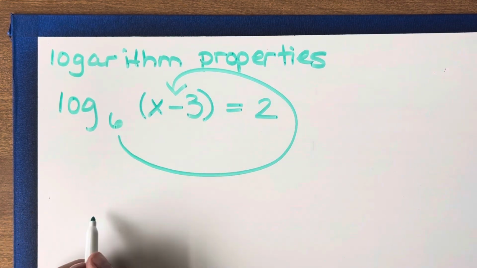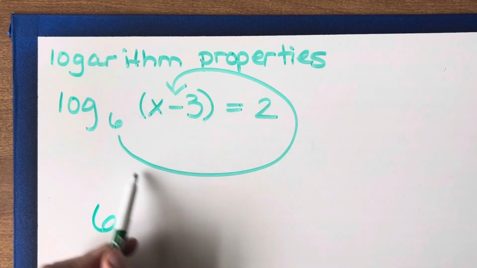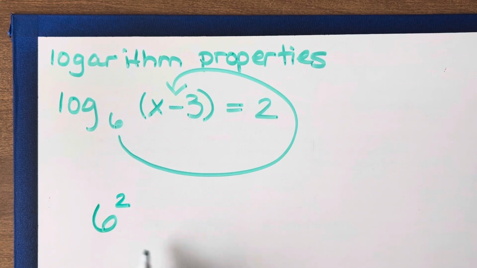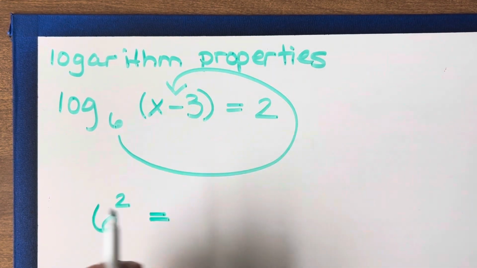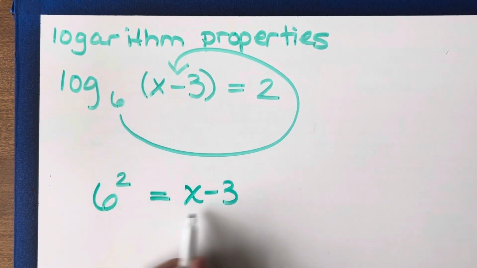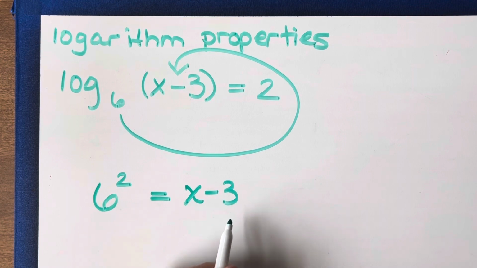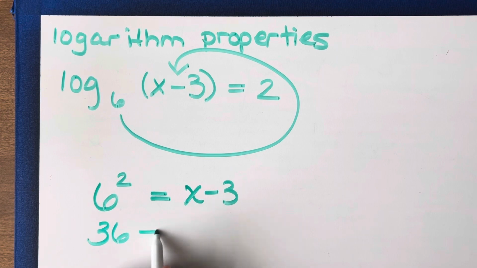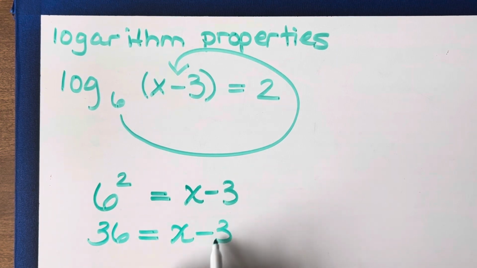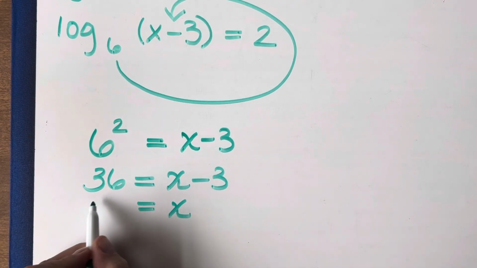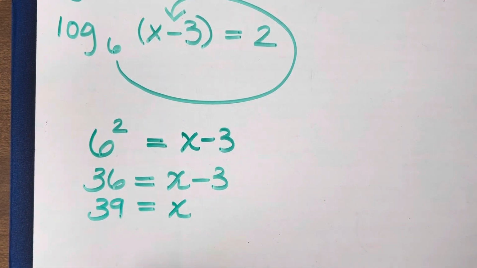So if you're starting with 6, which is the base, and you loop around, the first thing you get to is the 2. That's your exponent, so it's 6 squared. Then equals is what you get to next, and then x minus 3. So this looks a little less intimidating now that it looks more like a regular algebra equation. So I get 36 when I square 6, equals x minus 3. And to solve, I'm just going to add 3 to both sides, and I'm going to get 39.